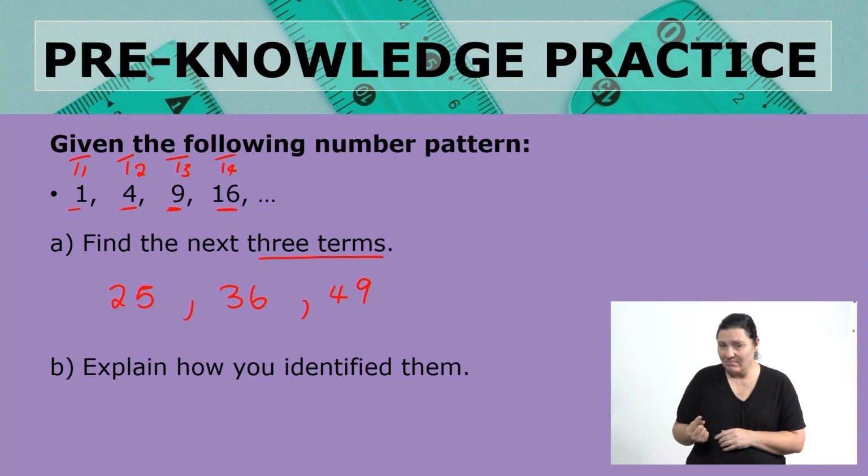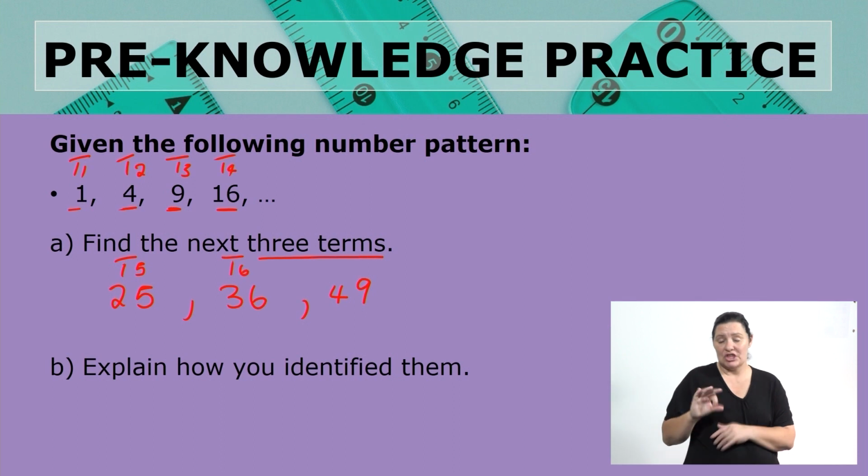This means if I move on and say what is 5 multiplied by 5, since I'm working with the fifth term, that is going to be 25. What is 6 multiplied by 6? That is going to be 36. What is 7 multiplied by 7? That is going to be 49. And that is how we explain it.